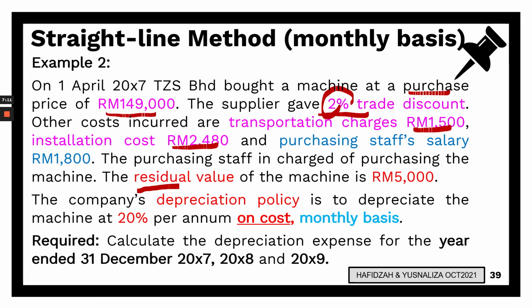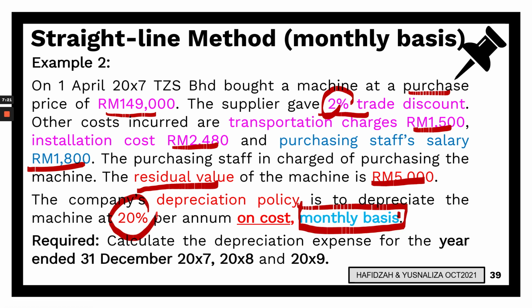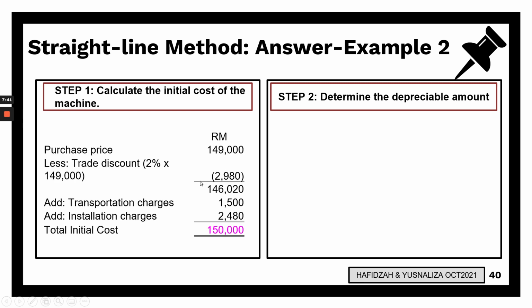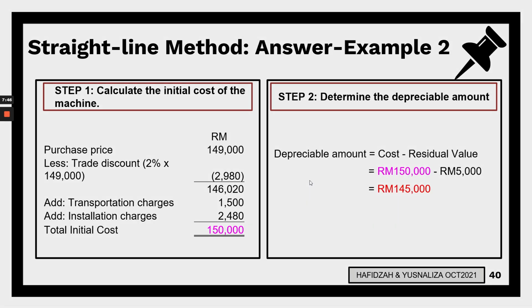So residual value is still the same, everything is the same, so the information is the same, only the basis makes it different. The rate is the same. You can see that the rate is still 20% on cost. Method is still the same. Repeat the same calculation for 3 years. The depreciation that you need to calculate now is for monthly basis. So before that is the same 150,000. It's the same depreciable amount.